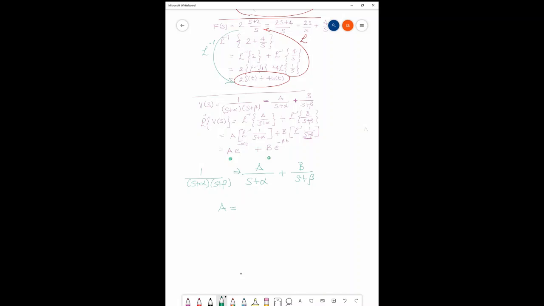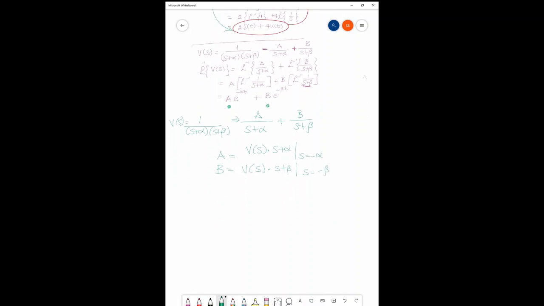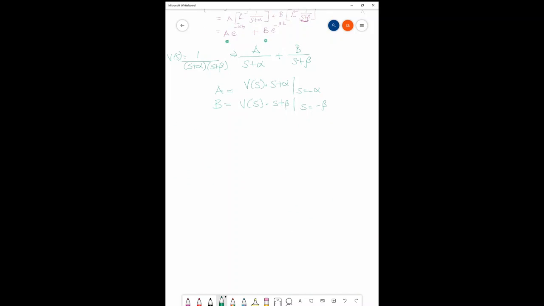We have already defined this to be V at S. So multiplying V at S by S plus alpha, and computing it for S equal to minus alpha, which is something that would make it 0. And B is equal to V at S multiplied by S plus beta, and then computing that for minus beta. So that's the partial fraction you must have covered in your algebra class or something.